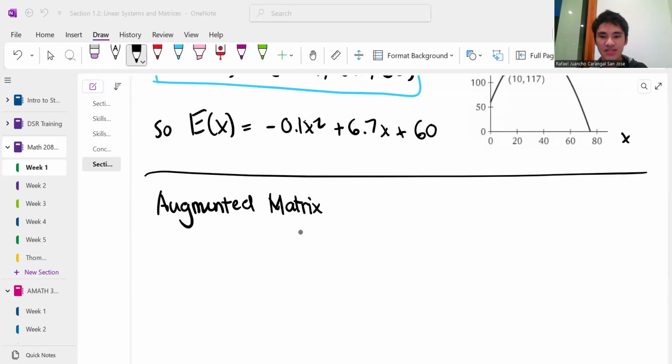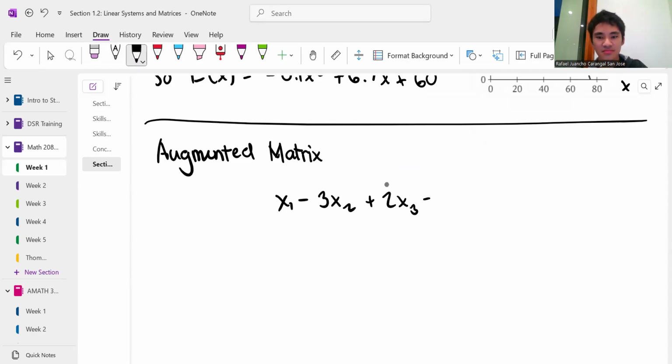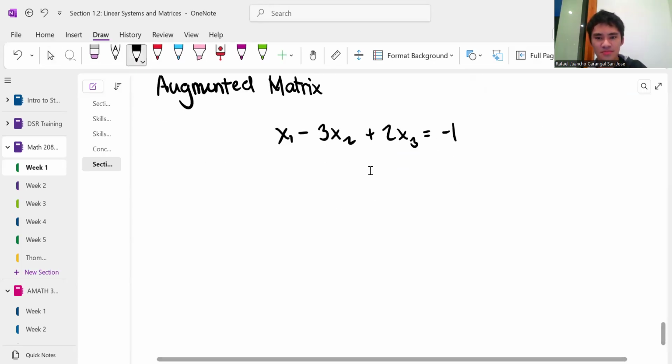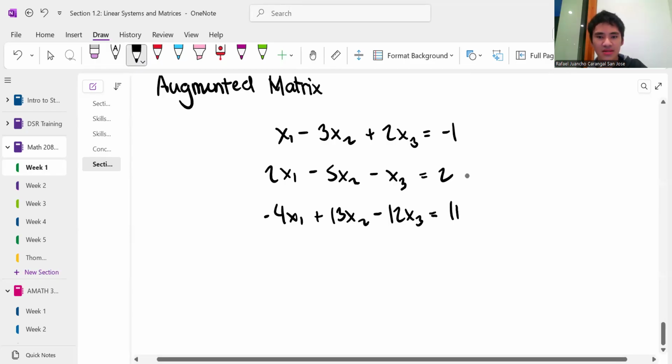So let's just do an example, and I think, well, I don't think we need an example. But say we have this. So this thing is a linear system, right? I'm gonna do x sub 1 minus 5x sub 2 minus x sub 3 equals 2, minus 4x sub 1 plus 13x sub 2 minus 12x sub 3 is equal to 11. That's within your system, right?